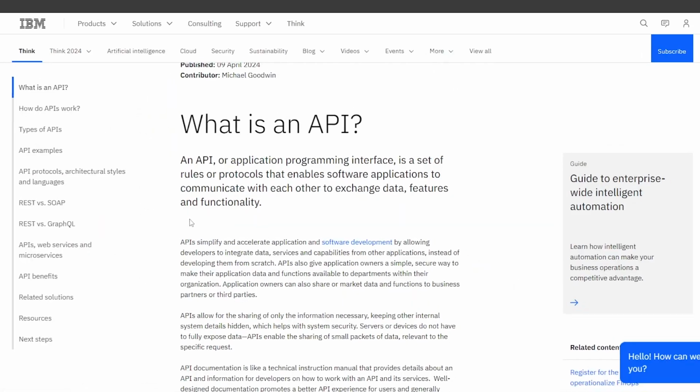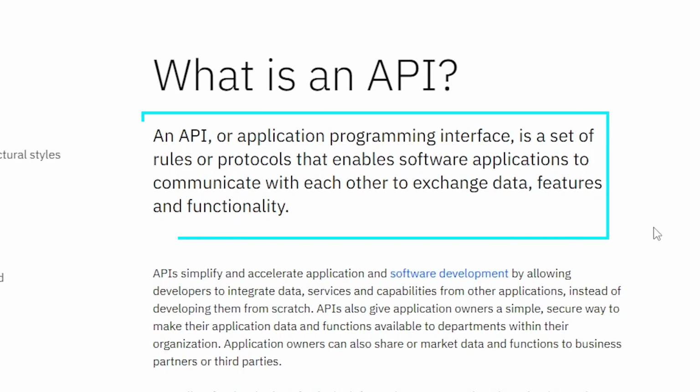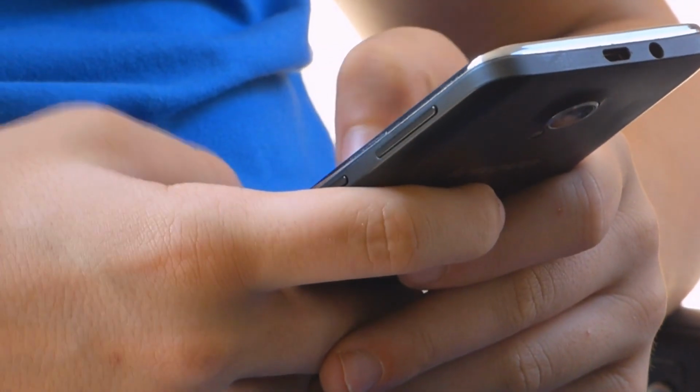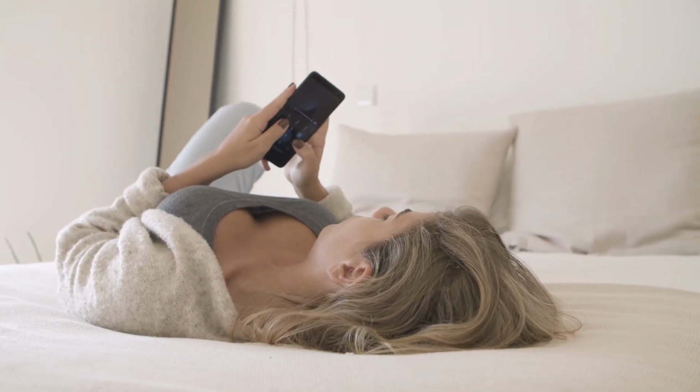Now, according to this really good article by IBM, an application programming interface, or an API, is a set of rules or products that enable software applications to communicate with each other to exchange data, features, and functionality. Well, that's great, but what does that exactly mean, to communicate between two softwares? Are they calling each other up? Are they sending text messages? Are they swiping right? Like, what's the deal here?